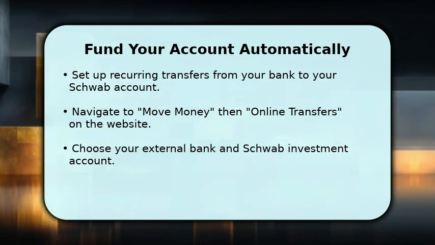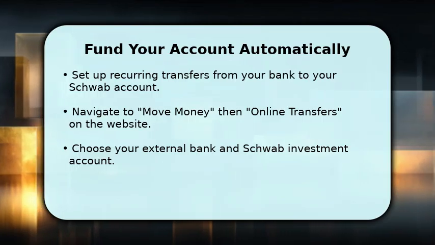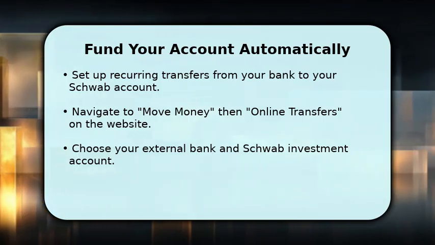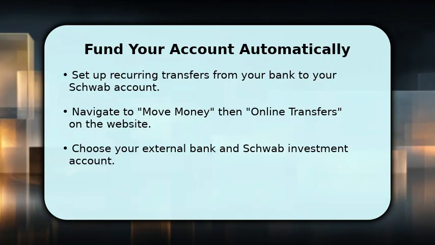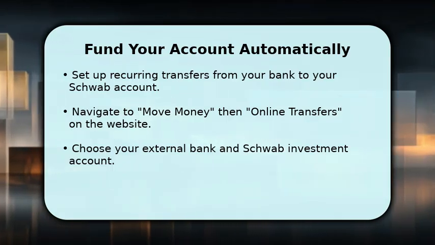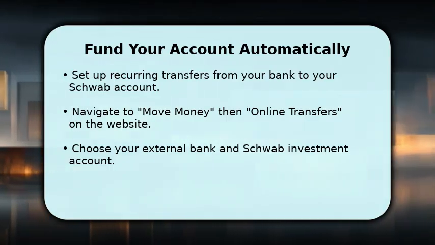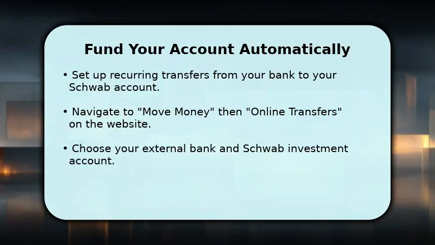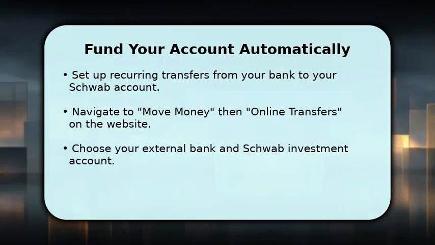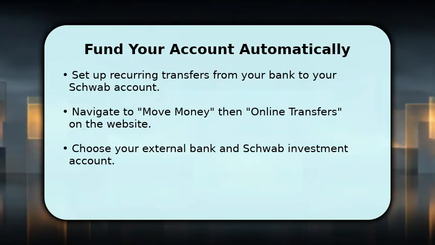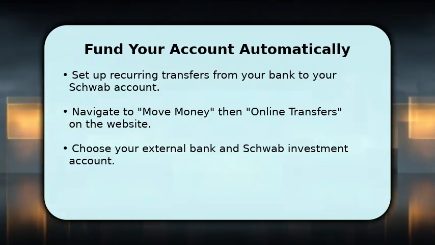Before setting up your automatic investments, you'll need to ensure your Schwab account is funded regularly. You can easily set up recurring transfers from your external bank account. Simply go to the Move Money tab, then select Online Transfers. Choose your linked bank account and your Schwab investment account, then specify the amount and how often you want the money to move, like weekly or monthly.